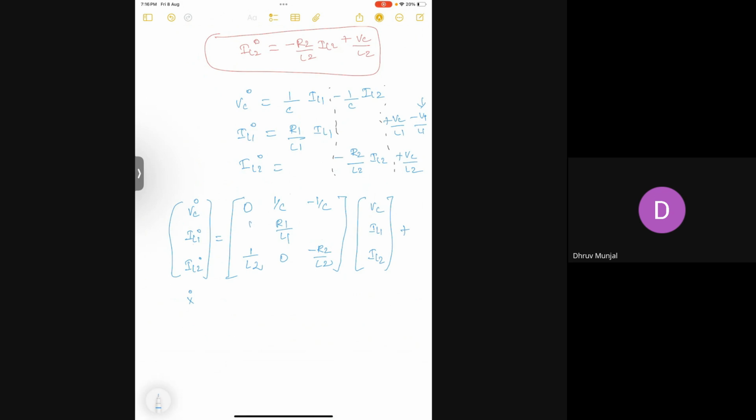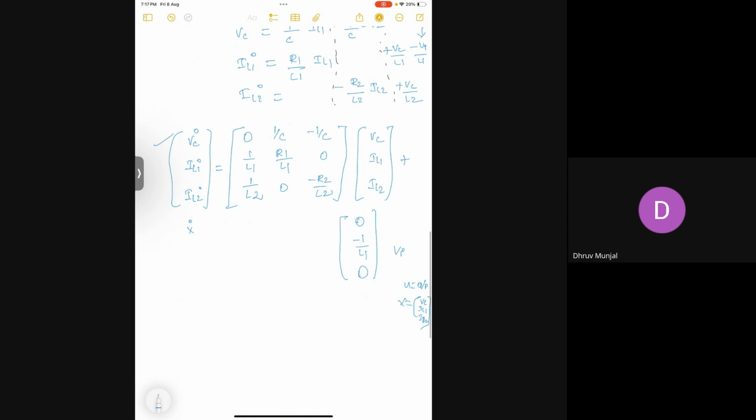Okay, 1 by L1 will come first. IL1, there is no IL2. Now I have VA left, right? In the first equation, there is no VA. In the second equation, 1 by L1. In the third equation, there is no VA. So VA is your U. So here U is equal to VA, X is VC, IL1, IL2. These are your states, and the input is VA. So this is the correct option.